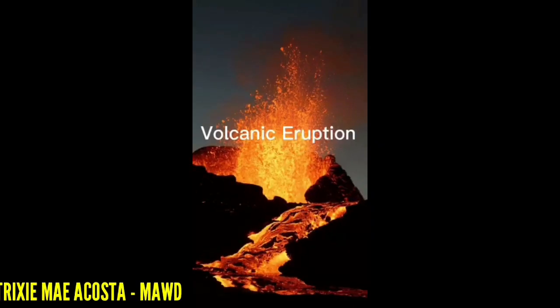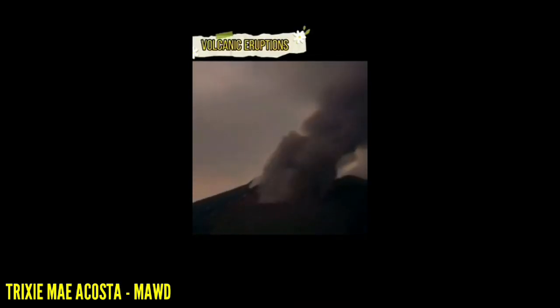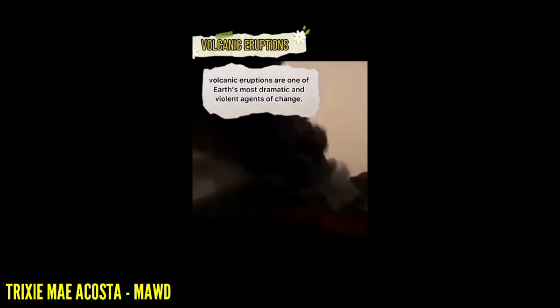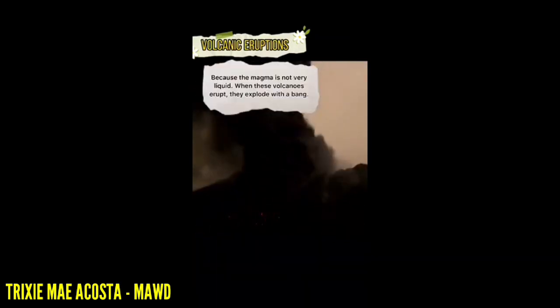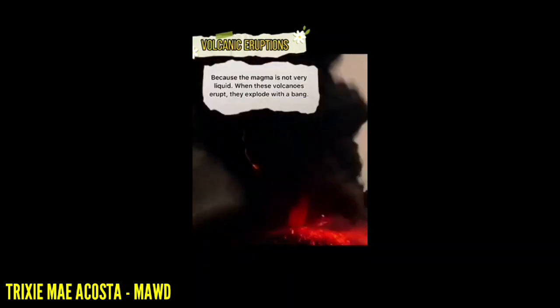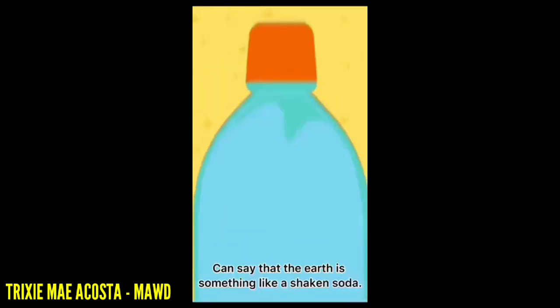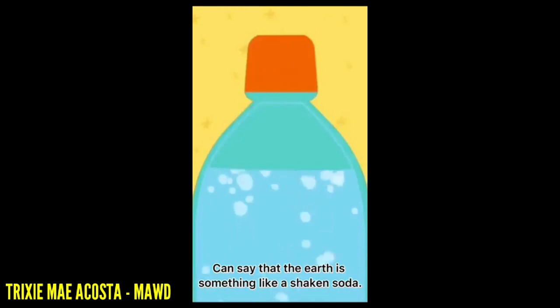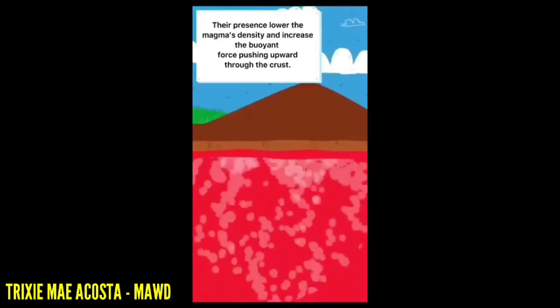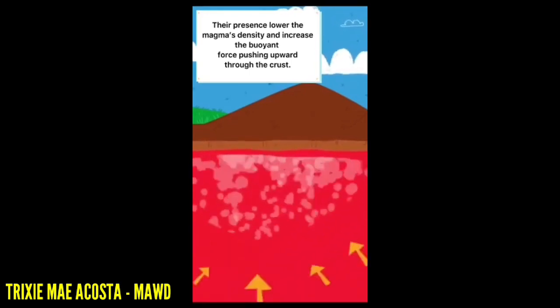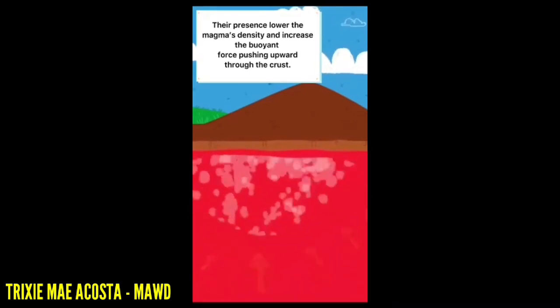My topic for today is volcanic eruption. So volcanic eruptions are one of the Earth's most dramatic and violent agents of change. Why? Because the magma is not very liquid. When these volcanoes erupt, they explode with a bang. You can say that the Earth is something like a shaken soda. Their presence lowers the magma's density and increases the buoyant force pushing upward through the crust.